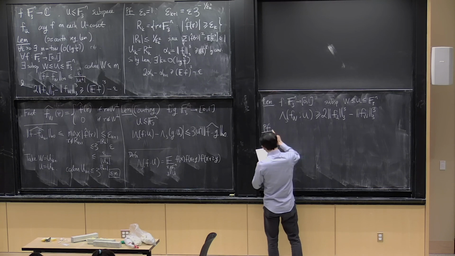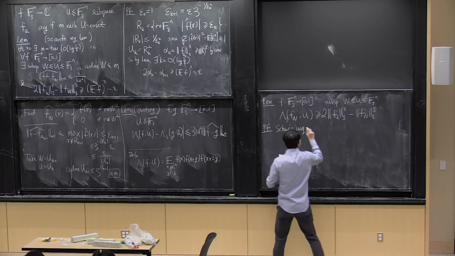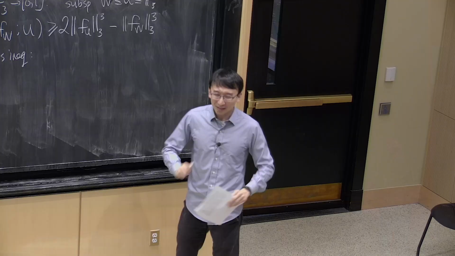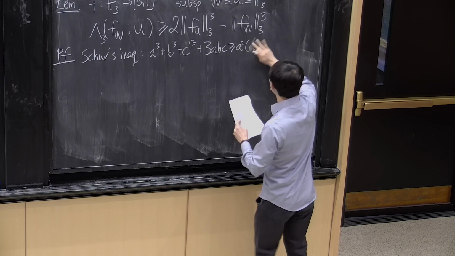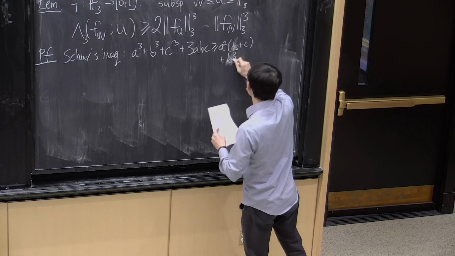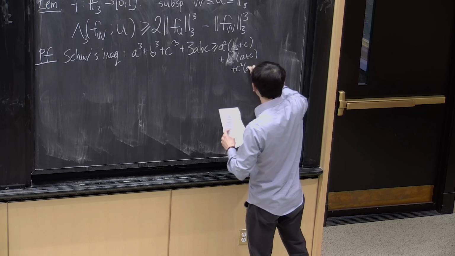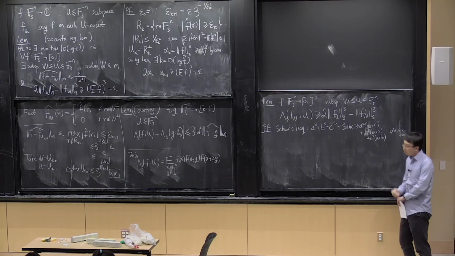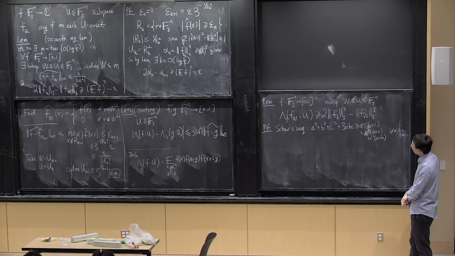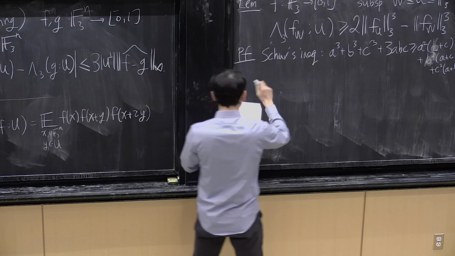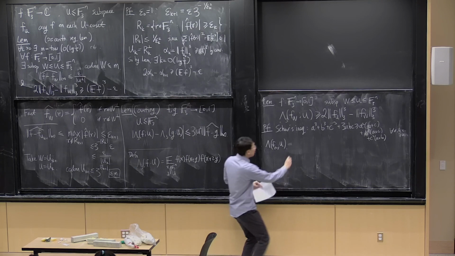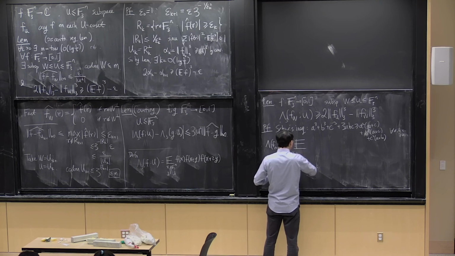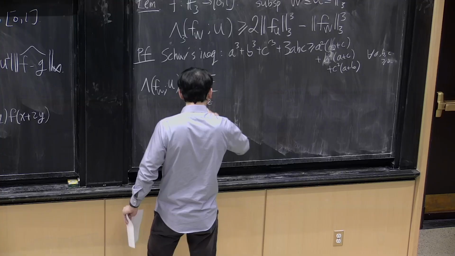So what Schur's inequality says, this is one of those three variable inequalities that you would know if you did math Olympiads. It's an inequality between non-negative real numbers. Actually it's true for real numbers as well, but let's say non-negative real numbers. Right, so that's Schur's inequality. If you look at the left-hand side, it can be written as a sum in the following way. It's the expectation over x, y, z that are 3 APs in the same u coset.